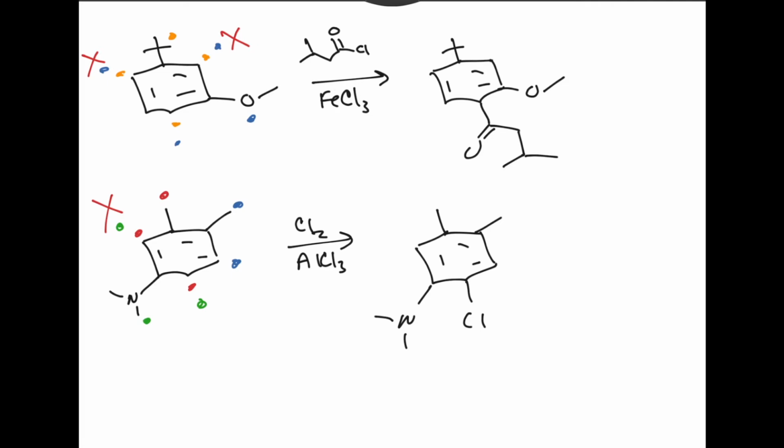So it doesn't really matter how many groups you put on your ring. And what they do, you can just work through it the same way. If I had 4 or 5 groups, you know exactly where it's going to go, right? You can just work through where everything's being directed and find the position that's being directed to the most, and that's where you're going to put your group.